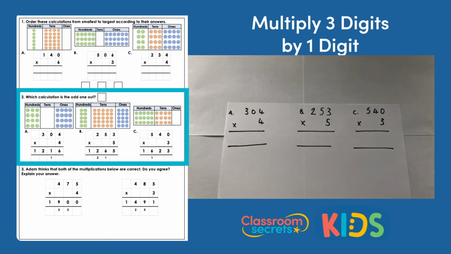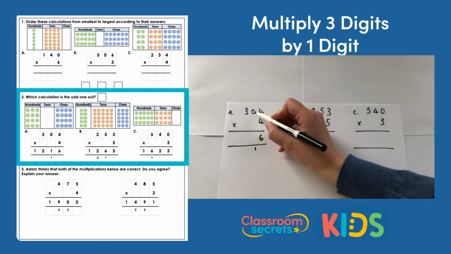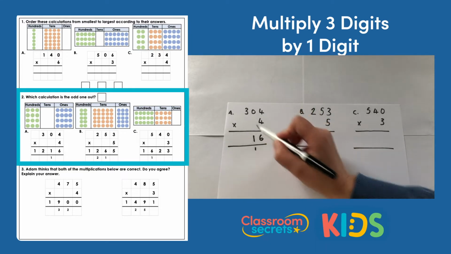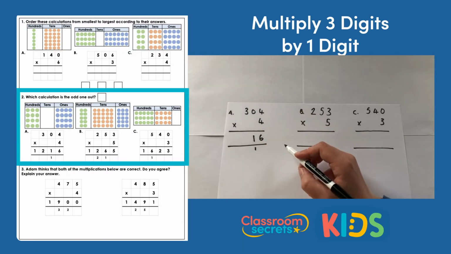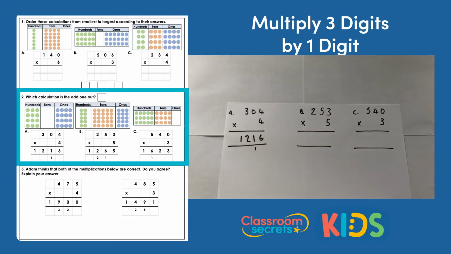So we'll start with calculation A, which is 304 times 4. Again, hopefully we're getting used to this method by now and showing where those exchanges go. But let's have a look. 4 times 4 is 16. 0 times 4 is 0, but I have a 10 there. And then 3 times 4 is 12, but this is hundreds, so it's 1,200. That matches the answer that we've been given on our question.